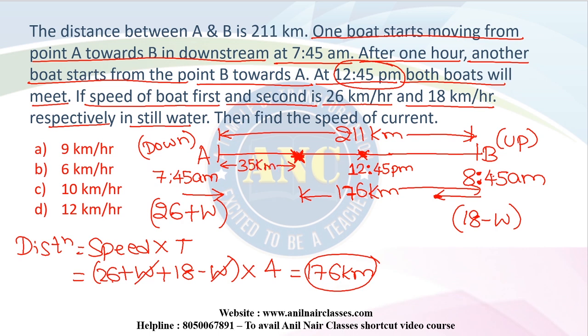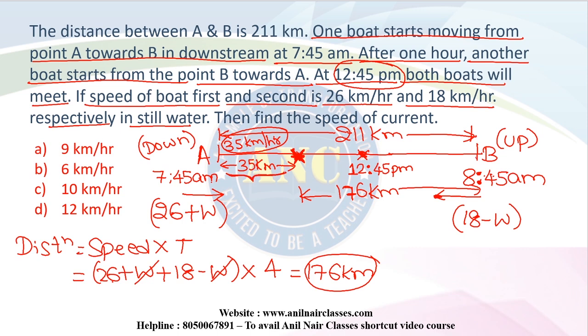Remaining is 35. And this 35 kilometers was traveled by first boat A alone and that too for 1 hour. In 1 hour it has traveled 35 kilometers, which means the speed of the first boat is 35 kilometers per hour. I hope you are understanding. What is the meaning of 35 kilometers per hour? It means in 1 hour it has traveled 35 kilometers. From 7:45 to 8:45 it has traveled alone, for 1 hour, and covered 35 kilometers. How did we get this 35?